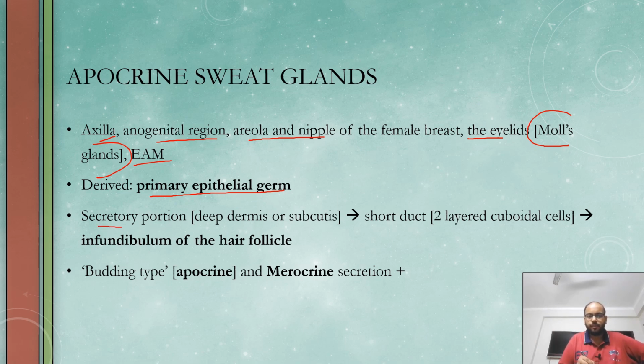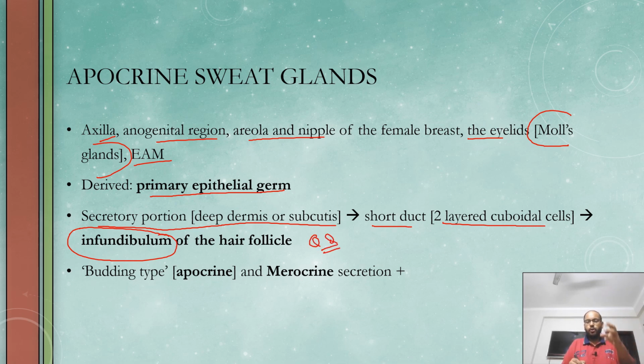So you have a secretory portion which is located at the level of deep dermis or subcutis, and then you have a short duct which is two-layered cuboidal cell, and this duct opens into the infundibulum of the hair follicle. This is an important question. The duct of the apocrine gland opens into the infundibulum of the hair follicle, while the duct of the eccrine gland opens directly into the skin.